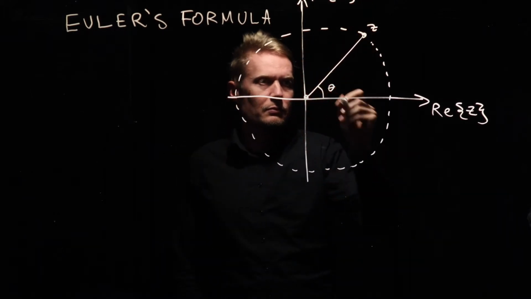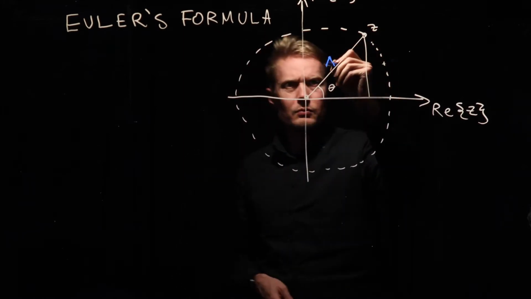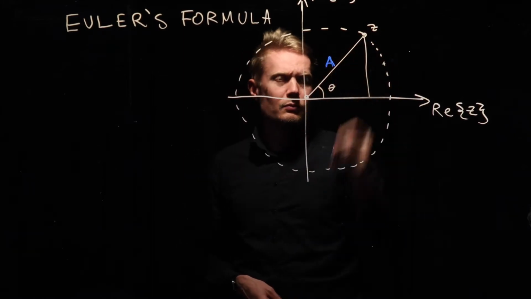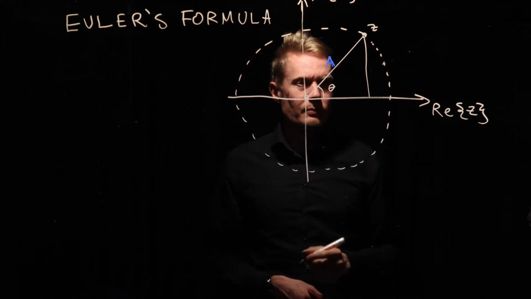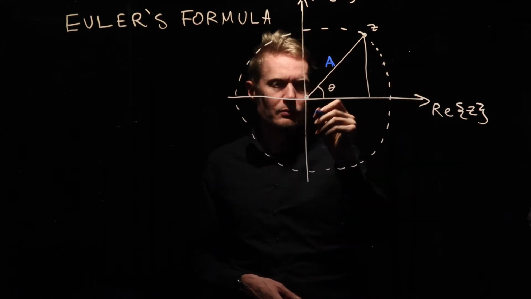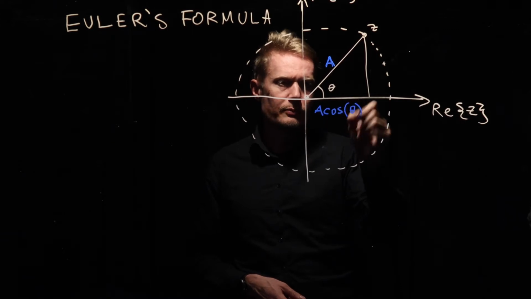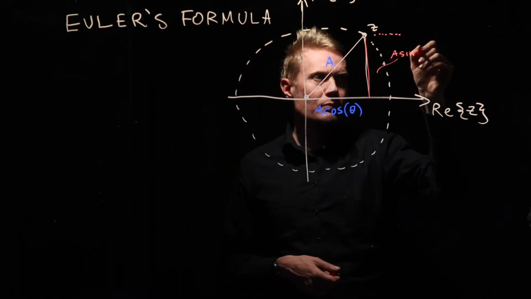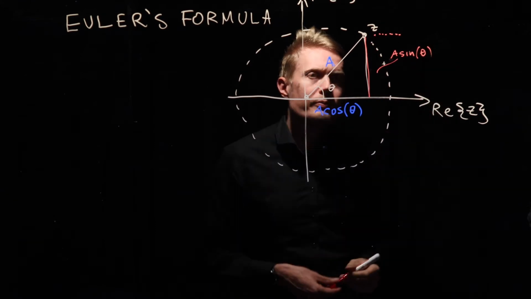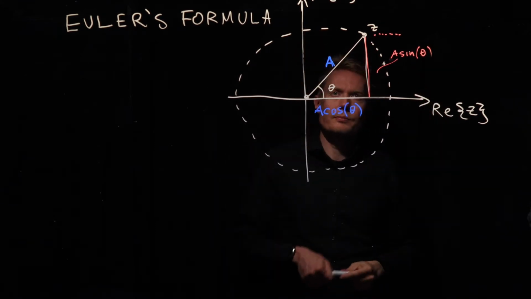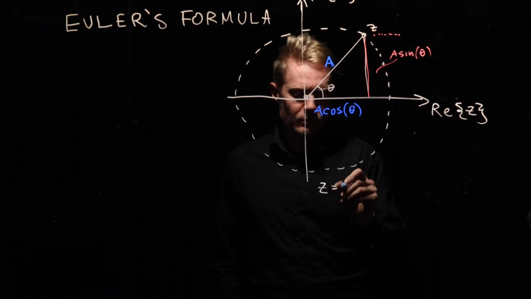We can use basic trigonometry to determine the real and imaginary component of z. Here theta is the angle and a is the radius of the circle. The real component is a cosine theta and the imaginary component is a sine theta. Okay, so this is still pretty straightforward.